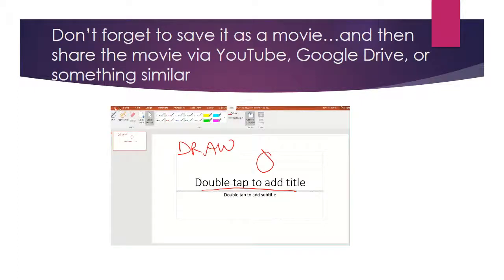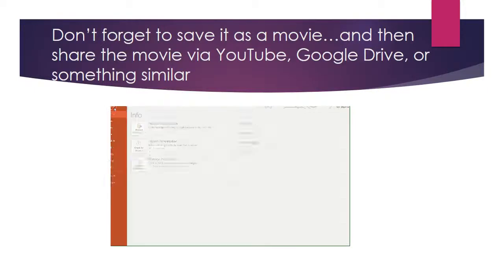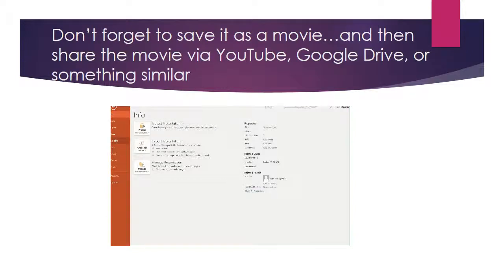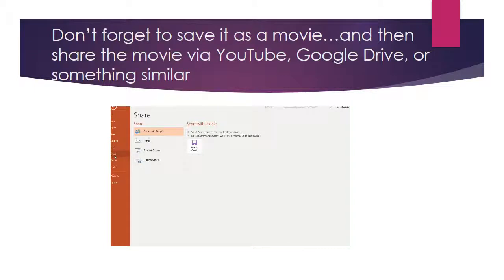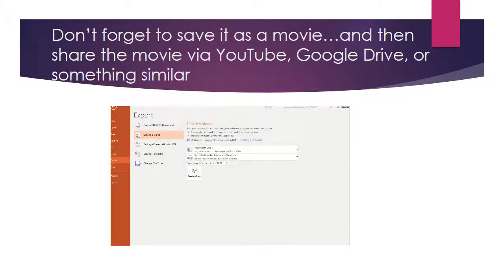Don't forget to save your recording as a video. And so when you do that, you go over to File, and sometimes it takes a little bit, but you want to save as or share, export to video. And you can change the file size. I prefer internet quality. You want to use recorded timings and narrations, and then click Create Video.